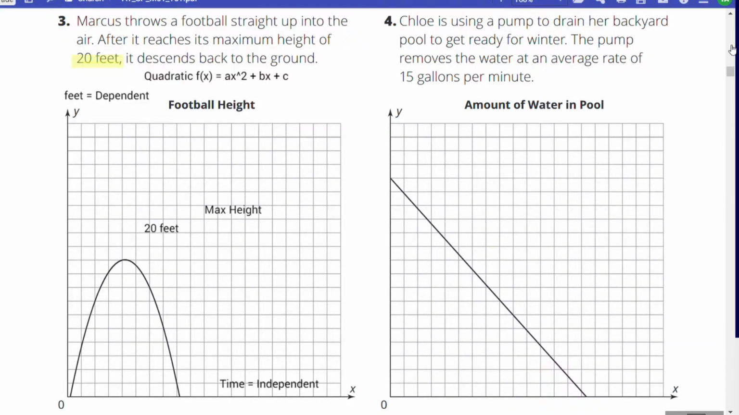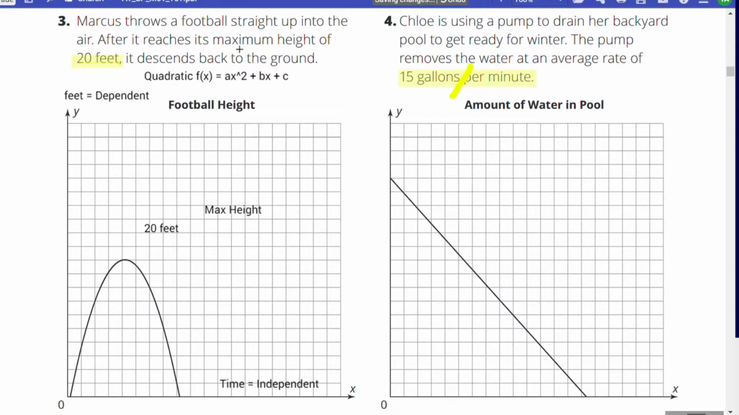Well, this one's a little different, but it says Chloe is using a pump to drain her backyard pool to get ready for winter. The pump removes water at an average rate of 15 gallons per minute. So the gallons per minute, what I know about that is that gallons per minute is like my unit rate.